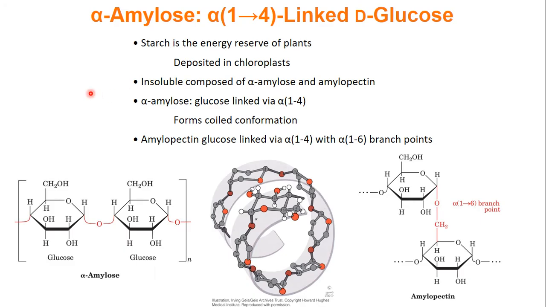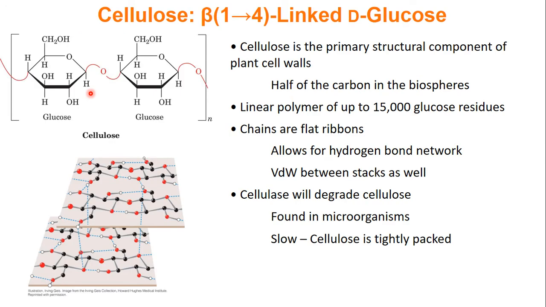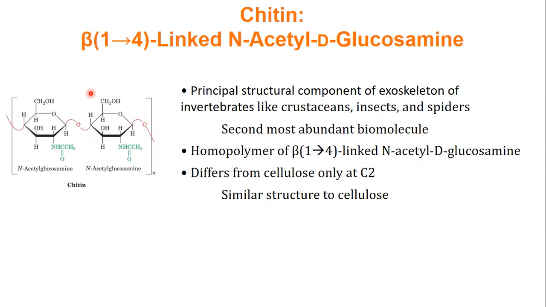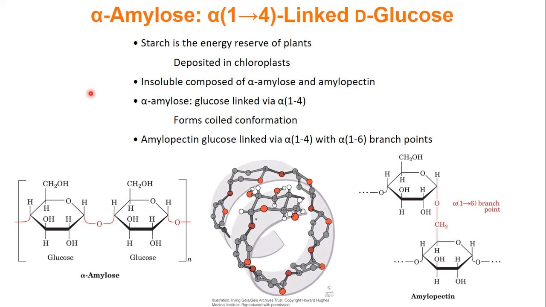Now the next polymer we're going to look at is alpha amylose, which is alpha 1,4 glucose. So we were just talking about back in cellulose, that's beta 1,4. Now in amylose, it's alpha 1,4. So all that's different is the position of one anomeric carbon, and this is the energy storage for plants. So starch is what makes up energy for plants. It's in your chloroplast, and it's made out of alpha amylose and amylopectin.